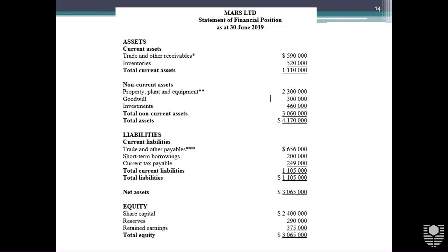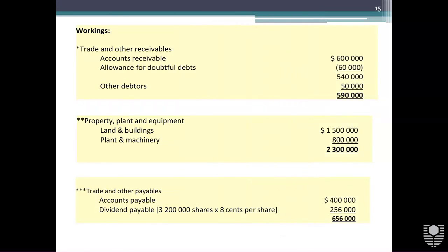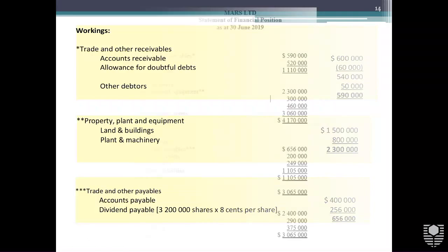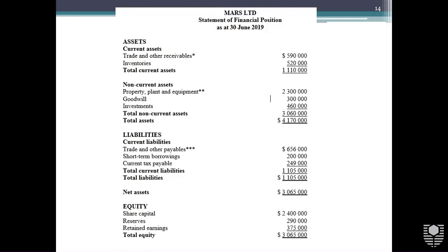Yep, okay, so we've got current assets. We've got our trade and other receivables there of 590,000. So let's have a look at what they are. Our trade and other receivables: we've got accounts receivable, minus your allowance for doubtful debts of 60,000, add in your other debtors, which gives you the 590,000.